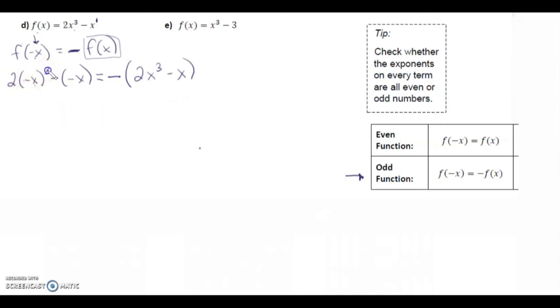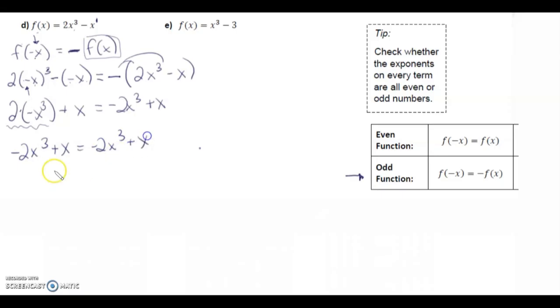So this is going to be 2 times negative x cubed, right? Because we're really assessing whether the positives or the negatives are changing, okay? And then negative x would be plus x, and we distribute that in, negative 2x cubed plus x. Then I simplify this, so I get negative 2x cubed plus x equals negative 2x cubed plus x. This works, absolutely. Therefore, this is an odd function.